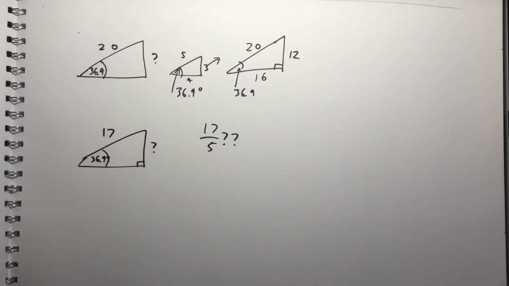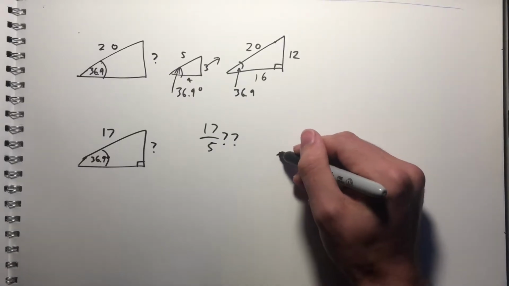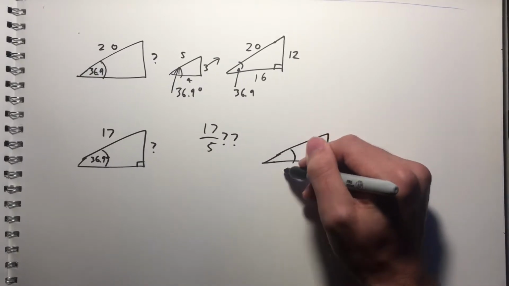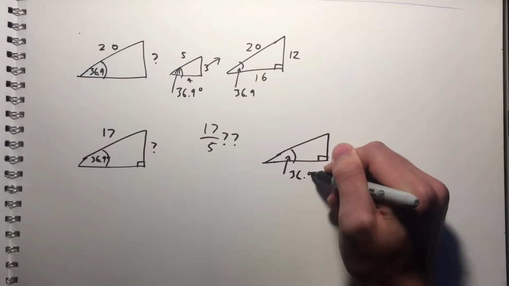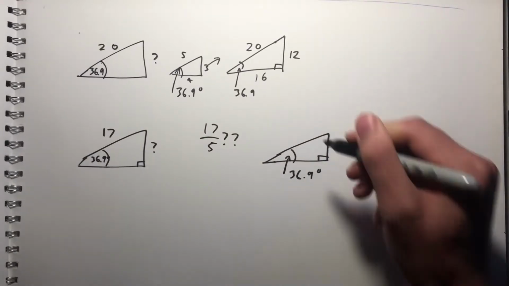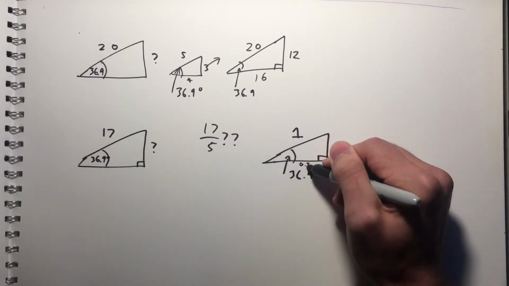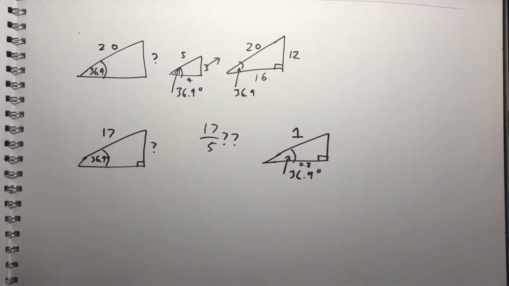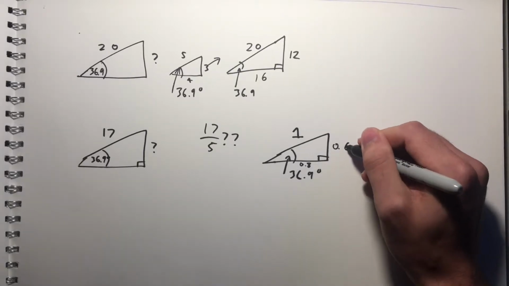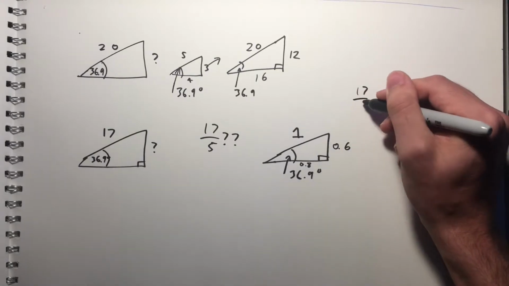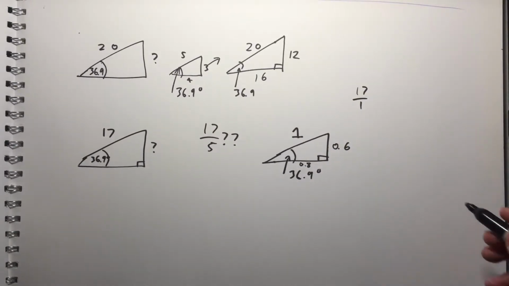Well, maybe what I should do is, all the triangles that I'm storing in this table, I should just make their hypotenuse some length that easily divides into things. And nothing divides into things better than the number 1. So now I can go and record, if it's 36.9 degrees and the hypotenuse is 1, then the adjacent side to that angle is 0.8 meters, and the opposite side is 0.6. So now my life is very easy, because 17 divided by 1 is just 17.